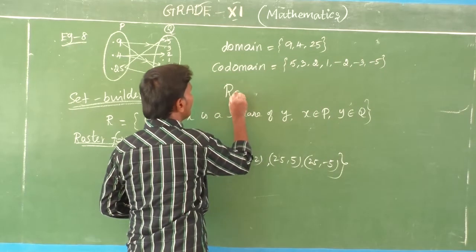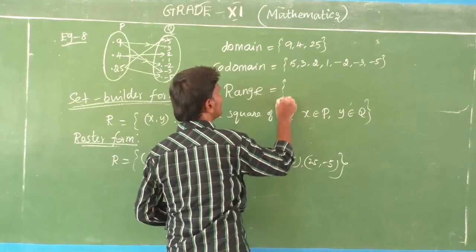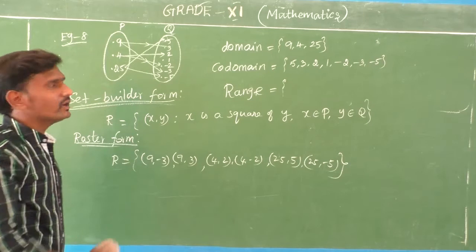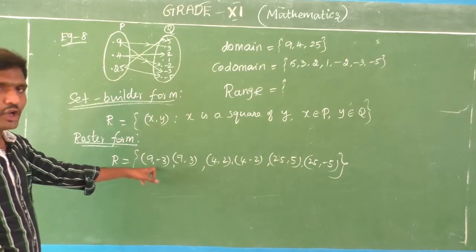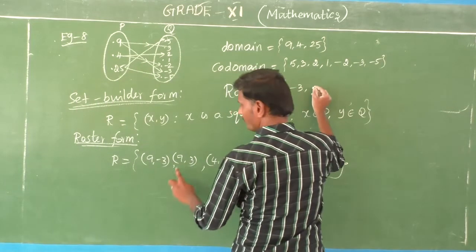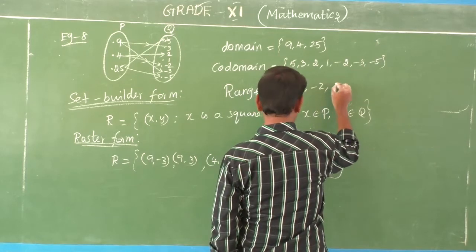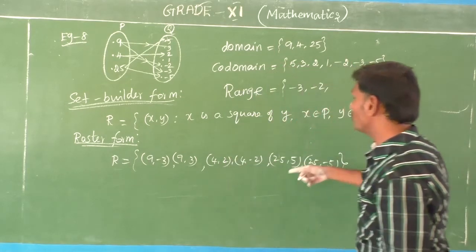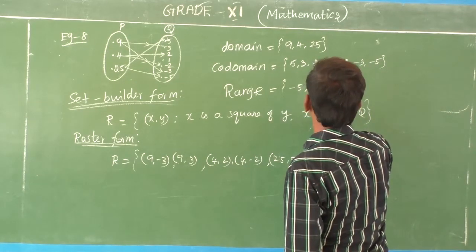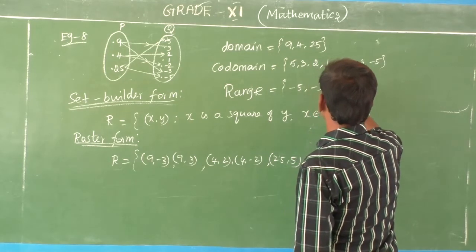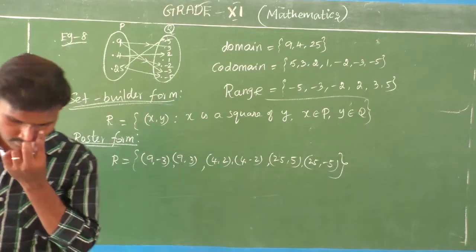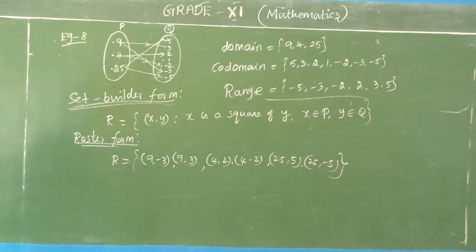Then finally range. What is the range of the relation? Range means what are the numbers that are mapped from the set P. Tell me, from your roster form or from your arrow diagram you should write. Okay, now what are they? -3, then -2, then 2. One more thing, 5 and -5 also. If you want to arrange them, no problem: -5, -3, -2, 2, 3, 5. So these are the elements of the range. Okay, so this is your range. Have you got it, children?